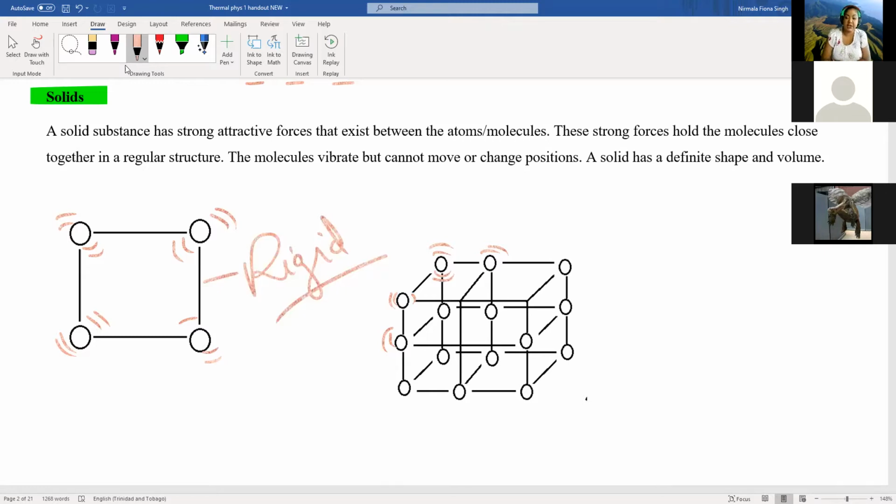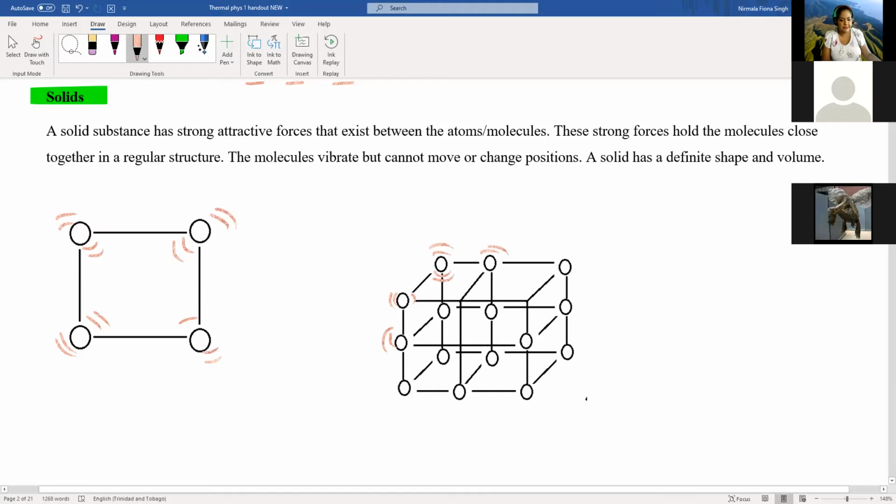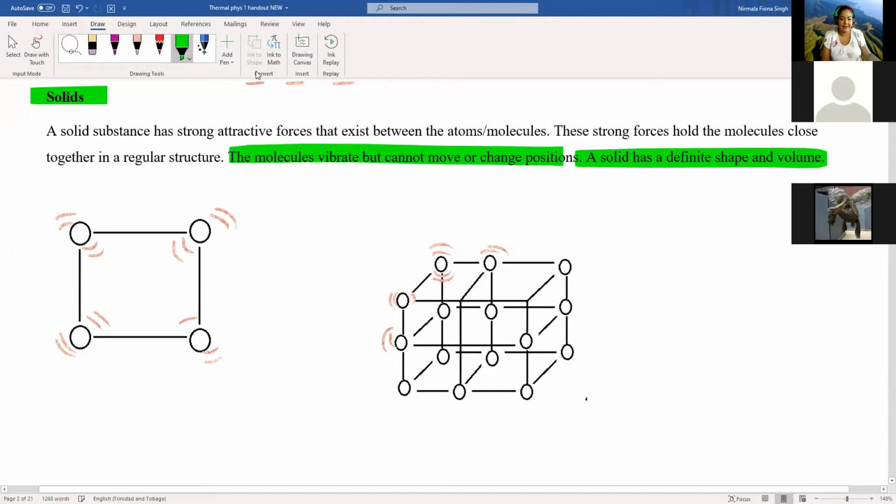And that's why solids are nice, organized structures. If you ever look at pictures of the atomic structure or the crystalline structure of solids, they're very organized in sheets or in rows or in little hexagon bonds and whatnot. Very, very organized structure, very concrete structure. So what we have here, a solid has a definite shape and volume. The molecules vibrate but cannot change position.